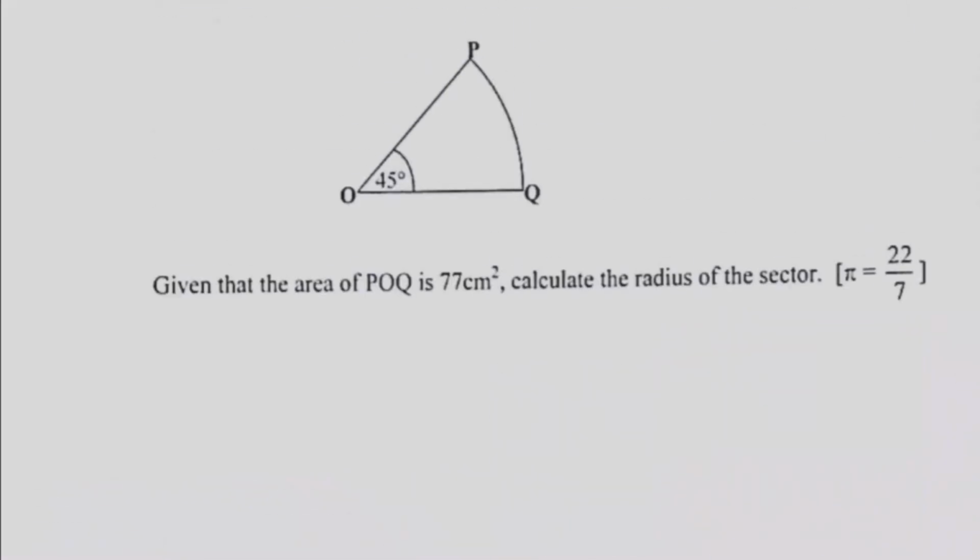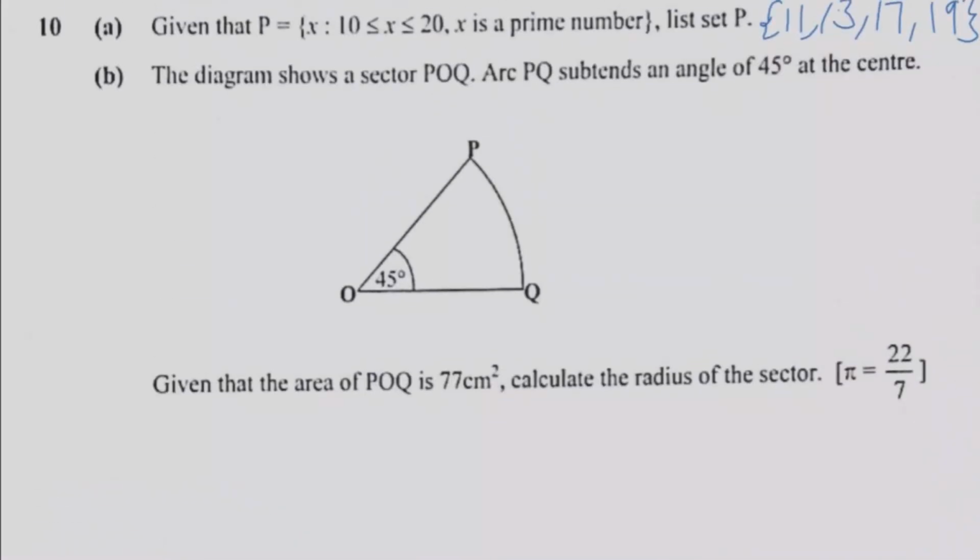Okay, we come to question 10b, which is: the diagram shows a sector POQ. Arc PQ subtends an angle of 45 degrees at the center. We can take time and look at what has been described in B. Then the question is, given that the area of POQ is 77 centimeters squared, calculate the radius of the sector.